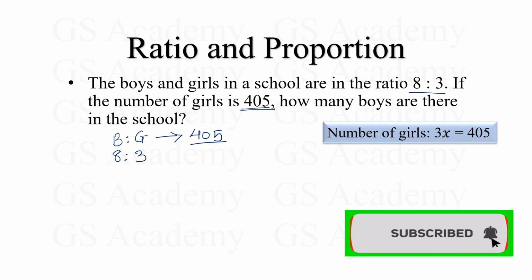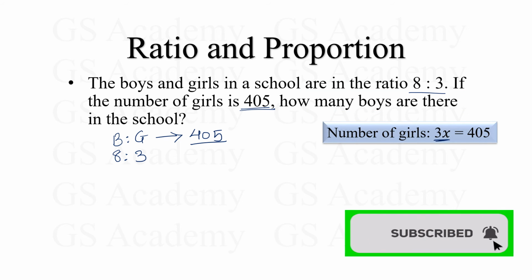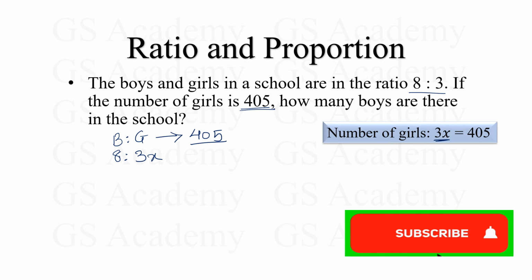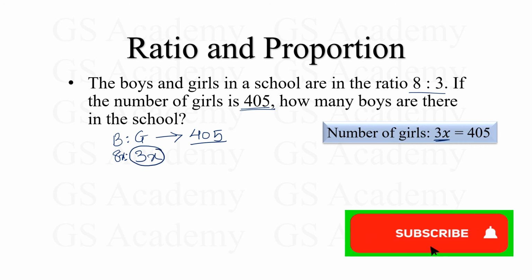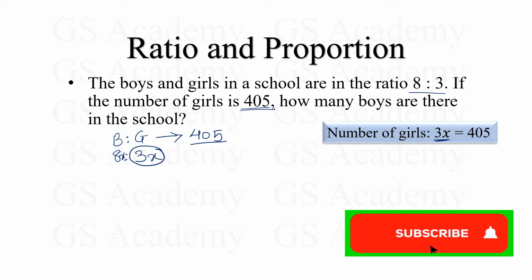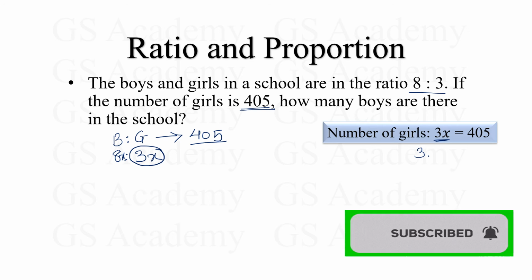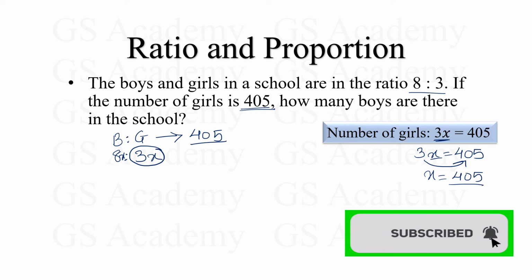So according to the question, the number of girls will be 3x. So this is the ratio of boys is to girls. So among this ratio, the girls' part was 3x. So this will be 3x is equal to 405. So we will write it down as 3x is equal to 405. In order to find the value of x, we will shift this 3 here. So this becomes x is equal to 405 divided by 3.